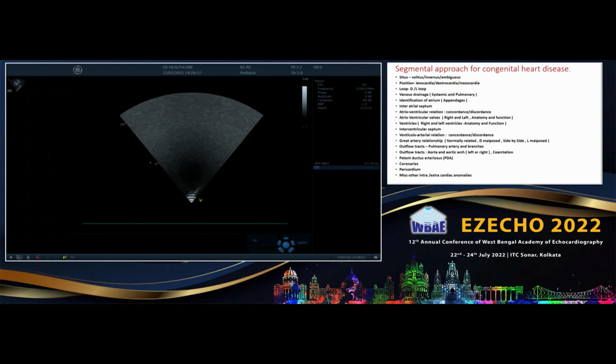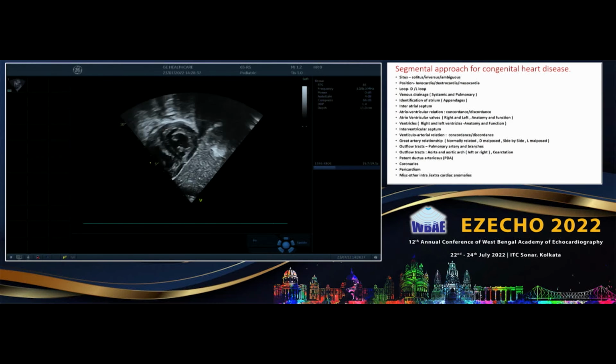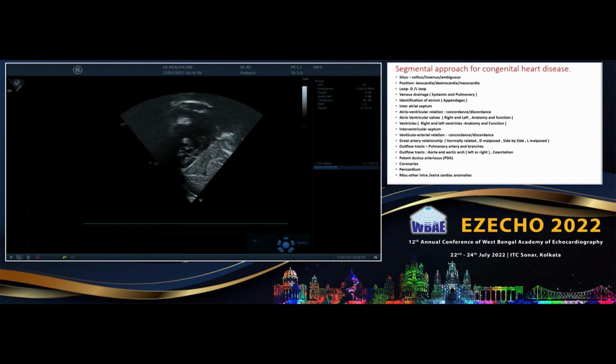Yeah, if you go to the subcostal, I think she may not like subcostal. So we are unable to see a definite outflow. We have appreciated a large VSD which is shunting right to left.